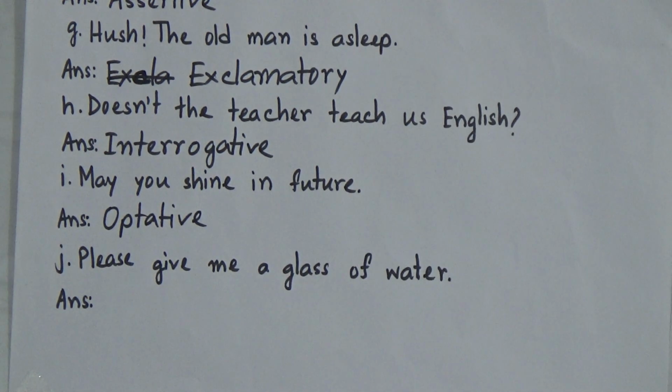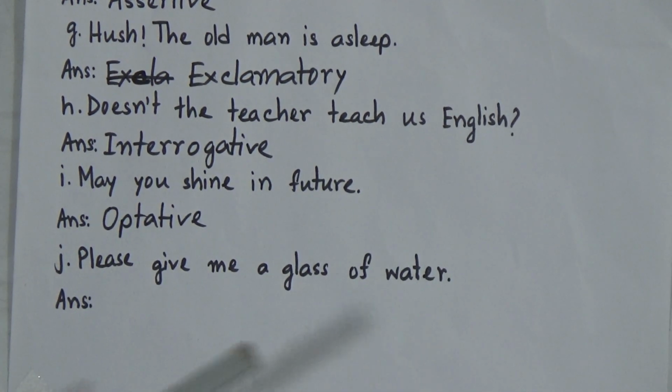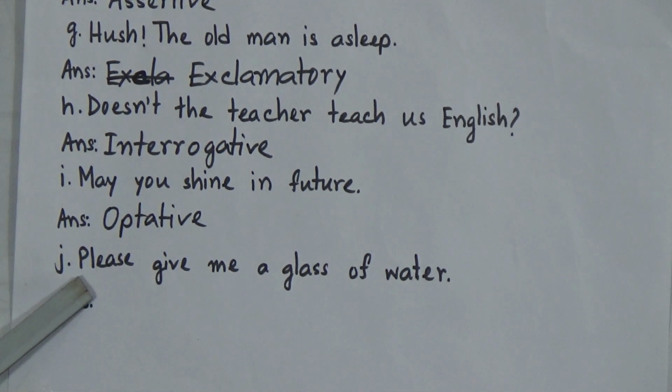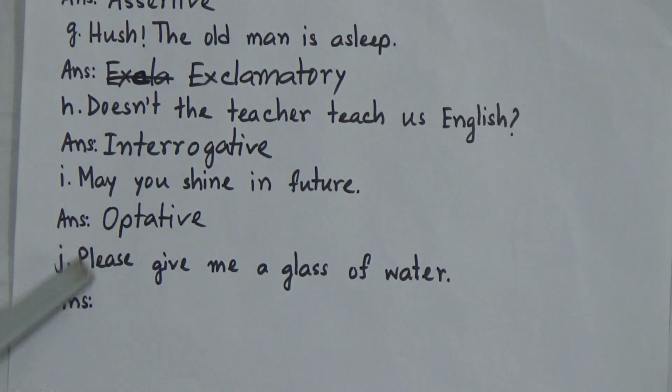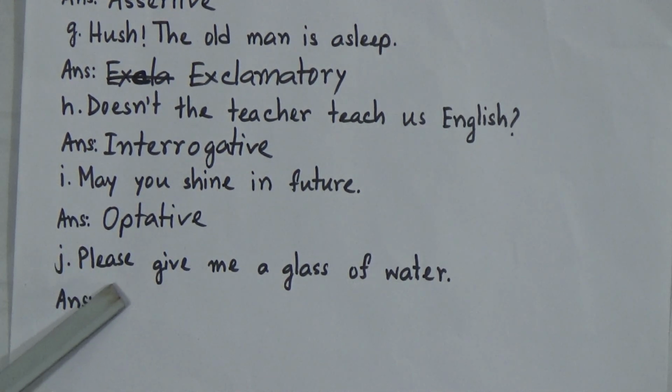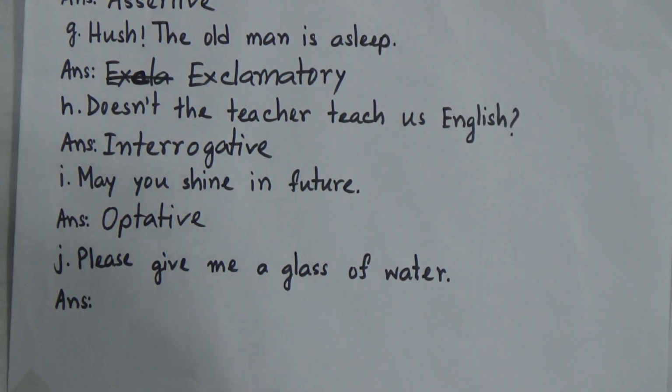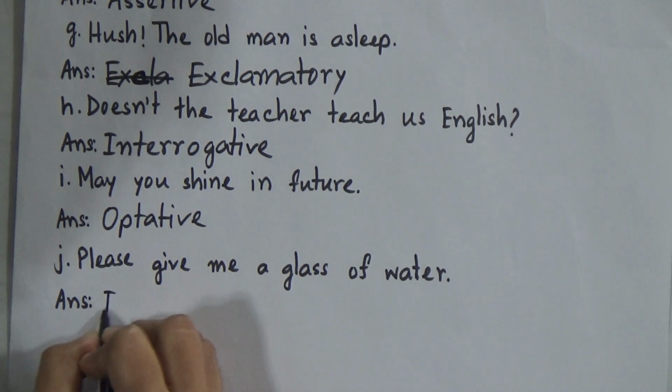Now number J. Please give me a glass of water. Now look at this word please. We know that whenever we want to make a request, we use the word please. So in this sentence we are making a request. So what type of sentence is it? Yes, you are correct. It will be imperative.